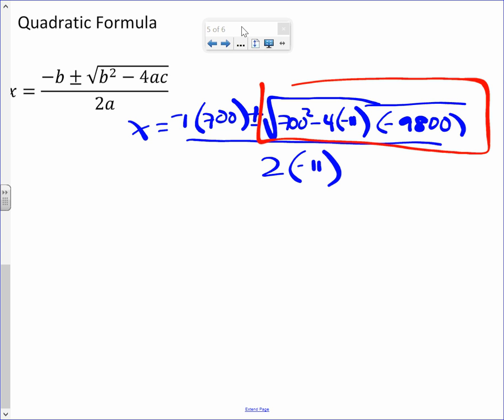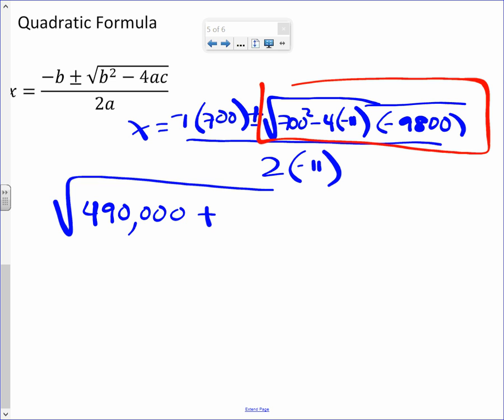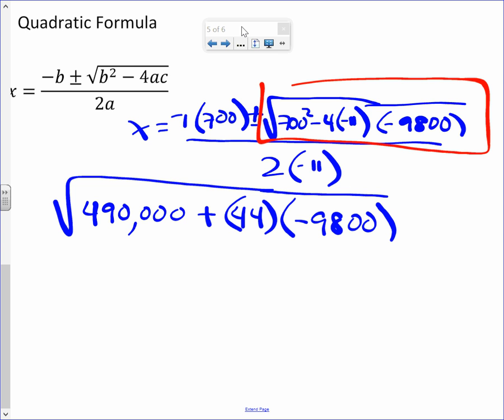Ready? 700 times 700. 490,000. Negative 4 times a negative 11 is a positive 44 times a negative 9,800. Right, so I did the exponent first, it became 490,000. All right, negative 4 times negative 11 is positive 44.